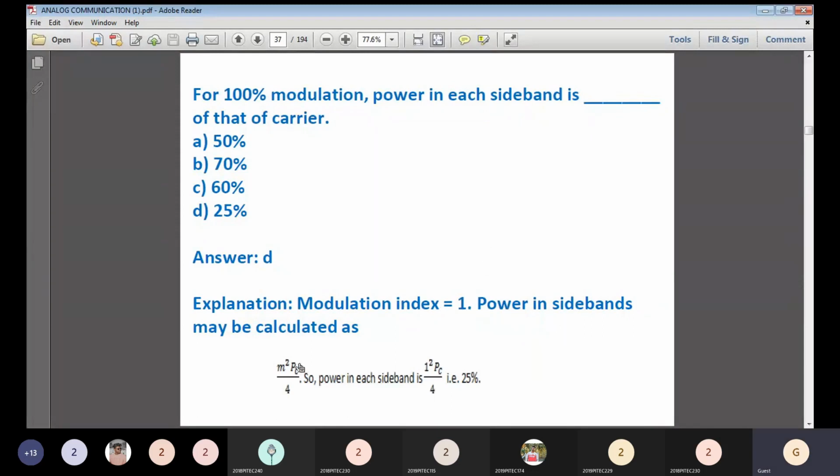The power in sidebands may be calculated as m square PC divided by 4. The m value is 1, so m square is also 1. So m square PC by 4 equals PC by 4. So the power in each sideband is PC divided by 4, which equals 25% of that of the carrier. This is our answer. So option C is the answer. 25% is the answer.